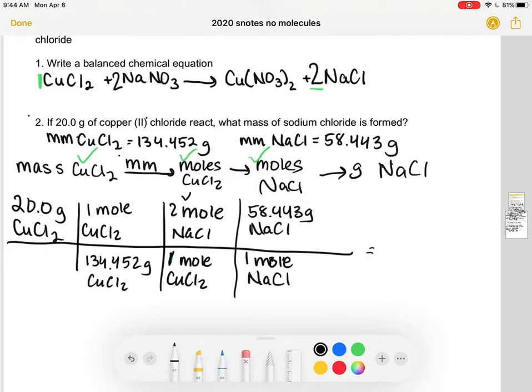So that gets me 17.387, lots of other numbers. But knowing that I started with 3 sig figs, I have to round it to 3 sig figs. So I'm going to round it to 17.4 grams of sodium chloride.